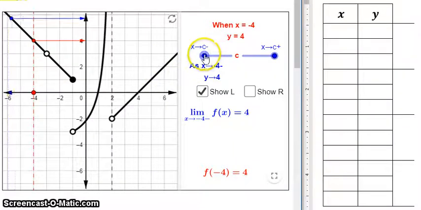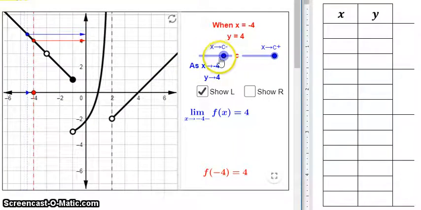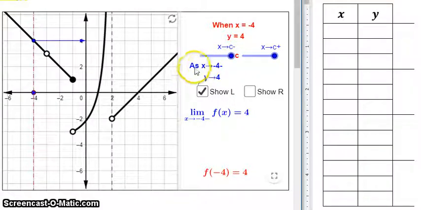So we can see as I slide here, my x value is approaching -4 from the left. And also notice then that the y value that's with this particular x value here is approaching +4 as I get closer and closer to x equals -4. And so we can read that result here as x approaches -4 from the left side, y approaches +4.